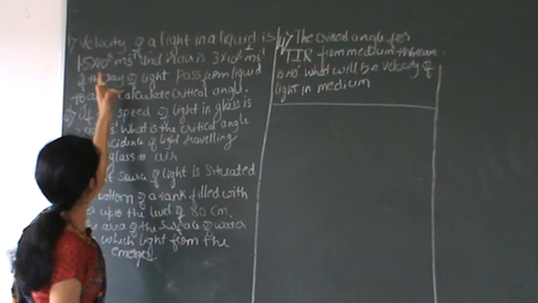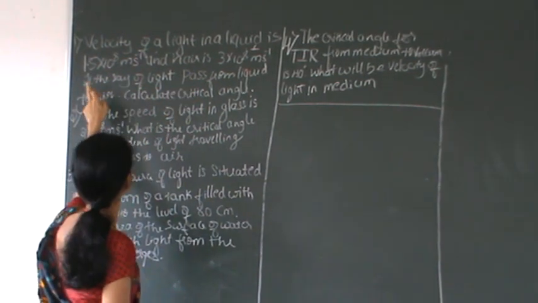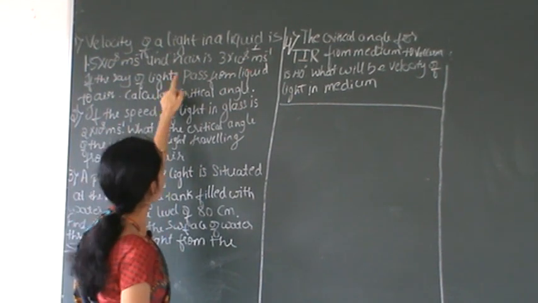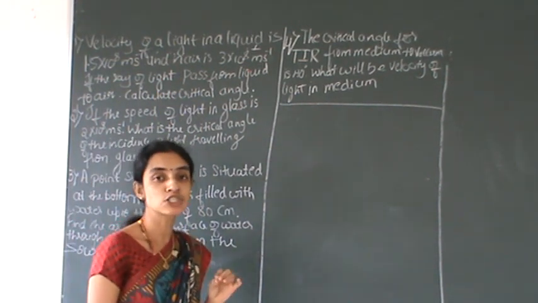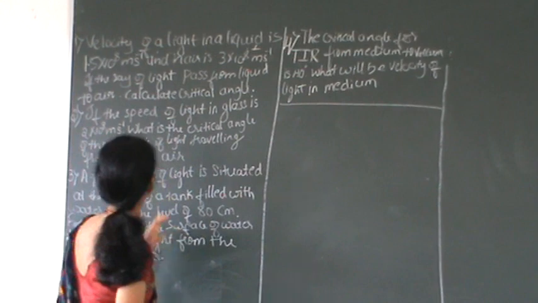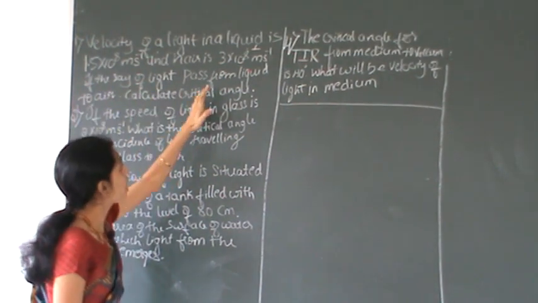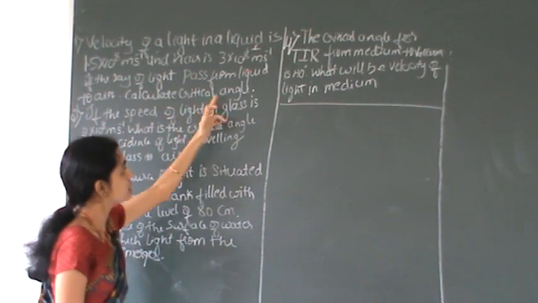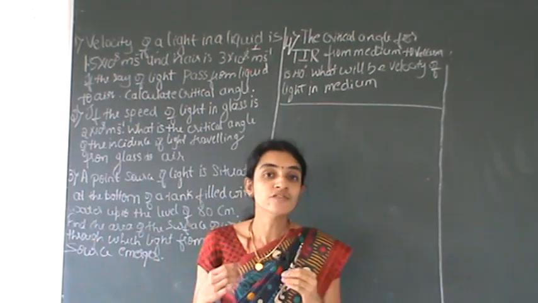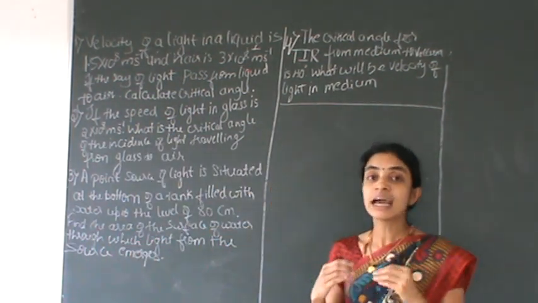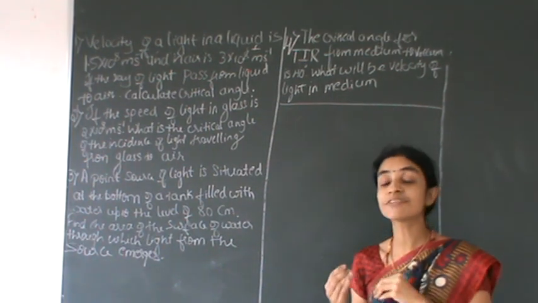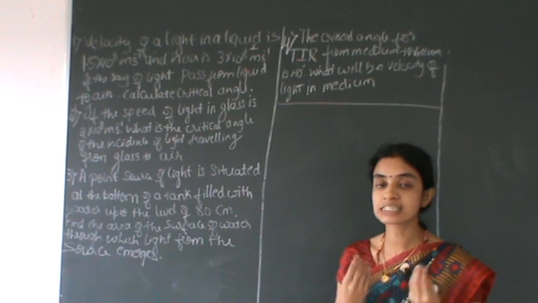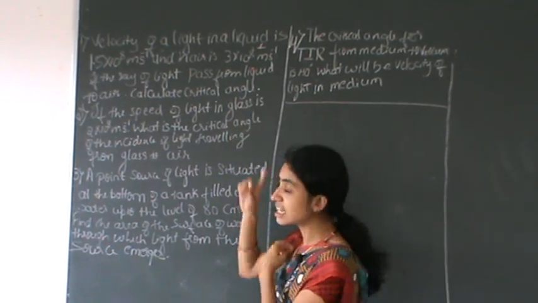The velocity of the light in a liquid is 1.5 × 10^8 meter per second and in air is 3 × 10^8 meter per second. If the ray of light passes from liquid to air, calculate the critical angle. We know the relation between critical angle and refractive index: n = 1/sin c. But n is not given.